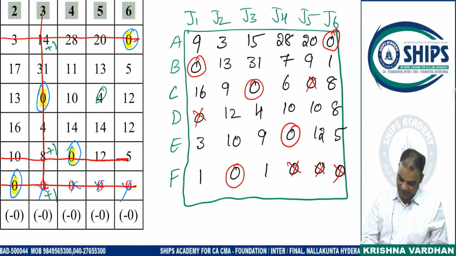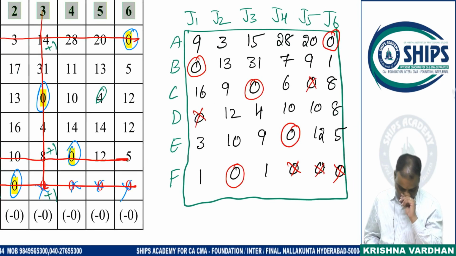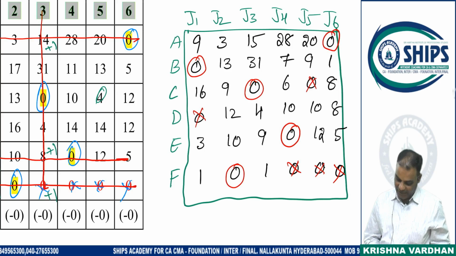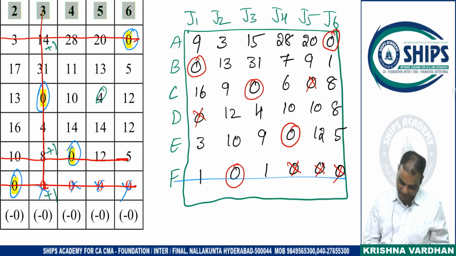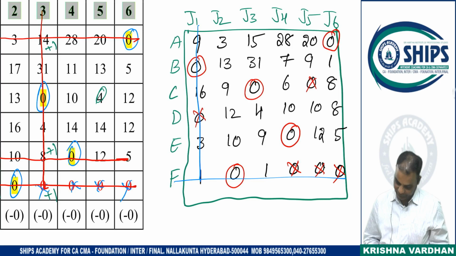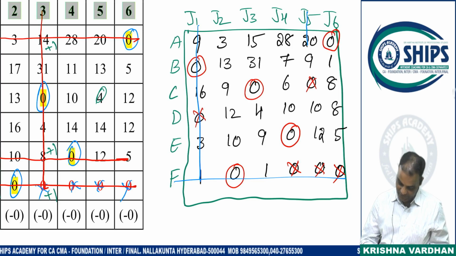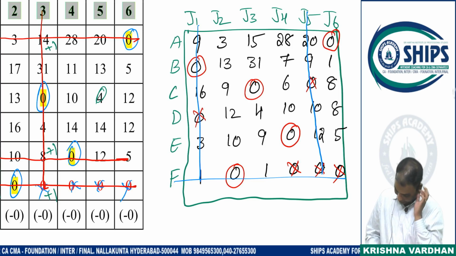So this time I'll pick up some other color. 5 lines again. 1. Then second line. J1. J5. 3 lines are done.